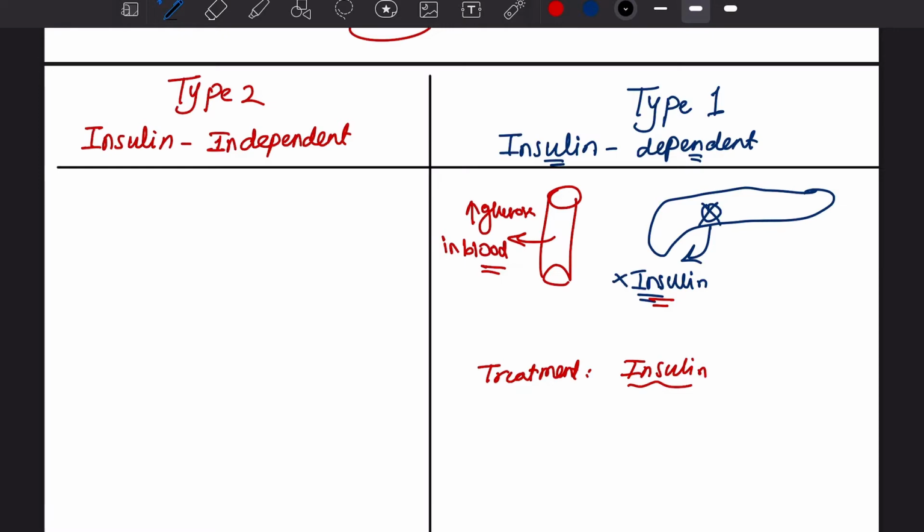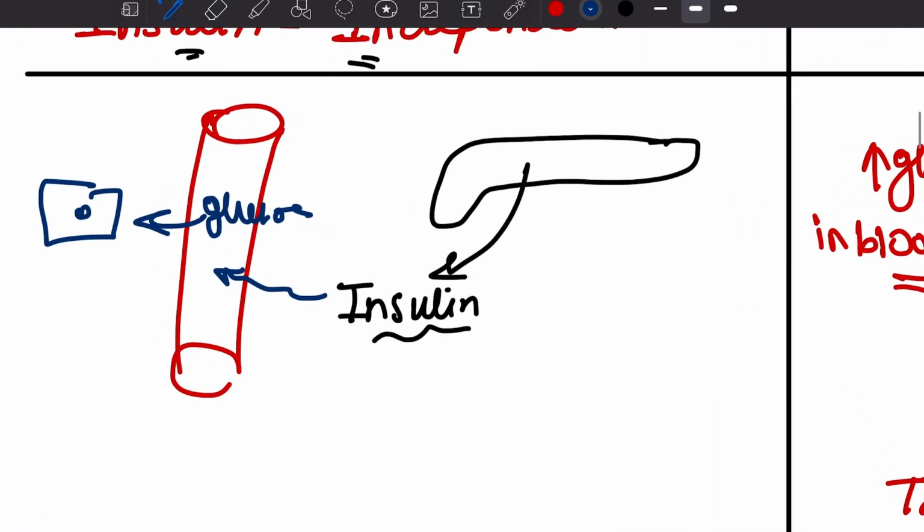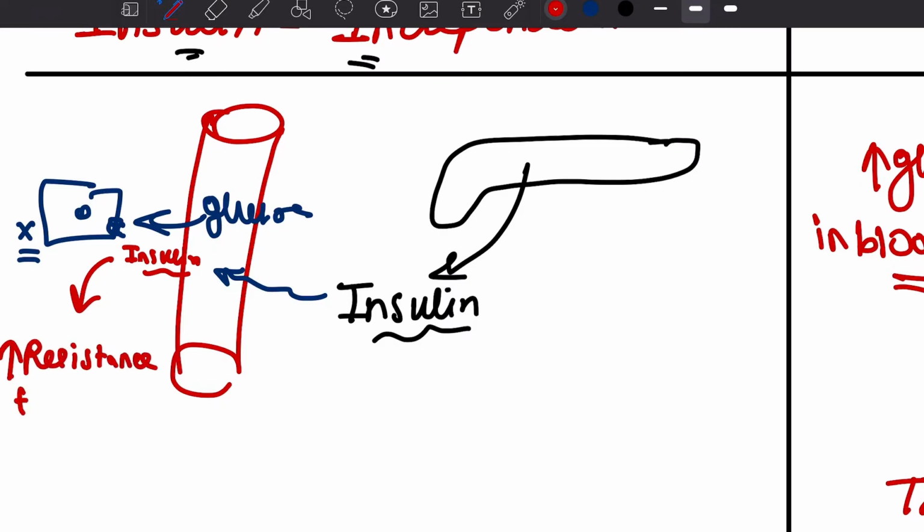Type 2, it's called insulin independent, means that it does not depend on insulin. The insulin is secreted, there is nothing wrong with the beta cells. The insulin is secreted from the pancreas. But when it tries to take glucose into the cell, it tries to speak with the cell, tells the cell, please let this glucose enter. The cell will not respond. The cell will not respond to insulin and will not take glucose. So we call it increased resistance to insulin. The insulin is there but is unable to perform its functions.